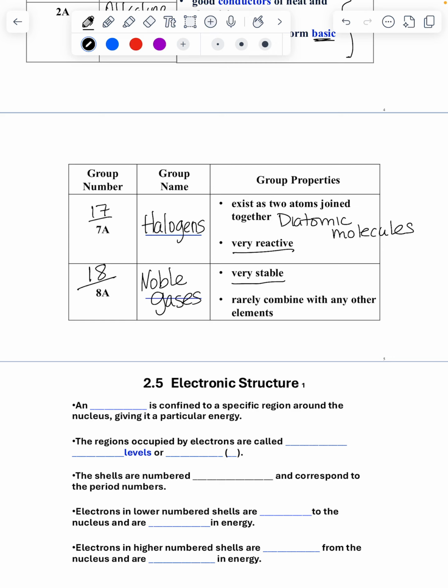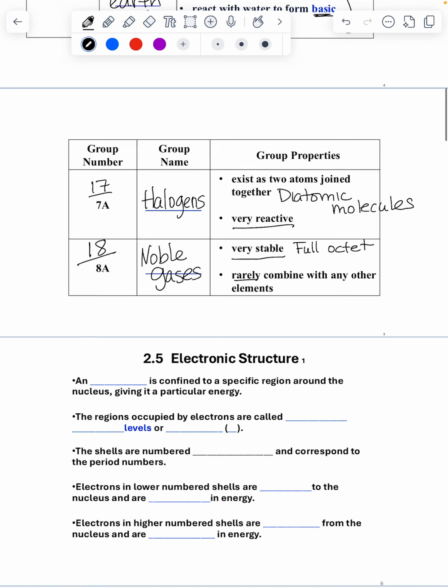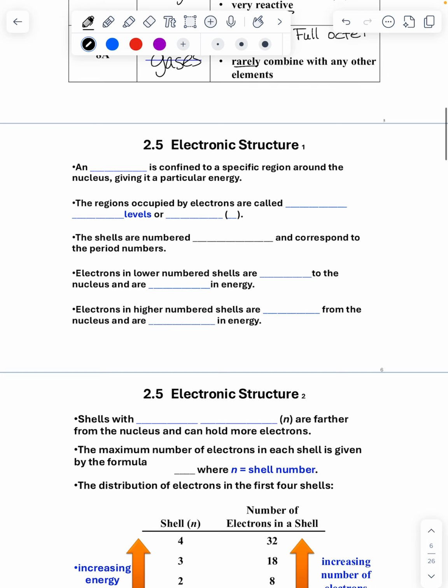The reason that they're very stable is because they have a full octet, a full outer shell. They have 8 valence electrons in their outer shell. And for that reason, they rarely combine with any other elements. All right, so that's the general layout of the table.